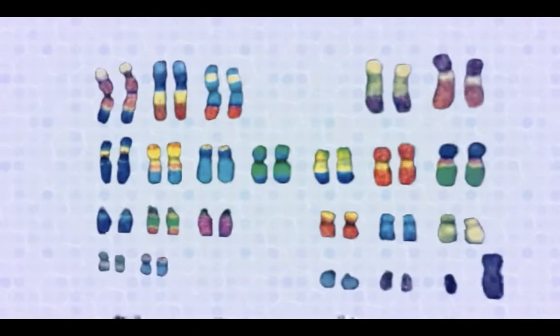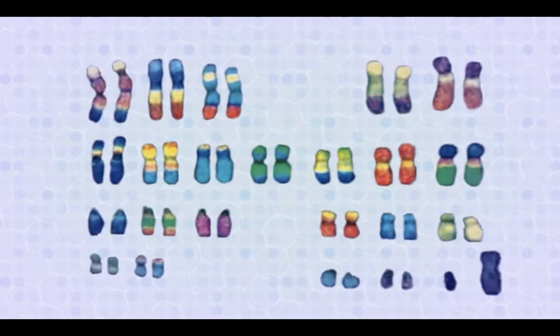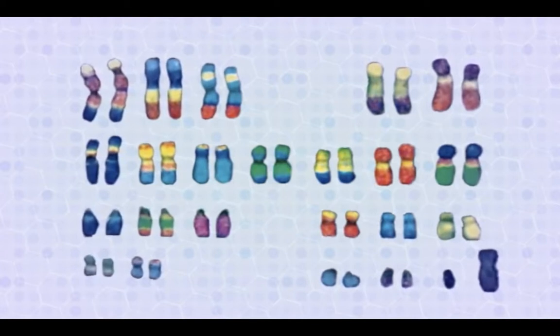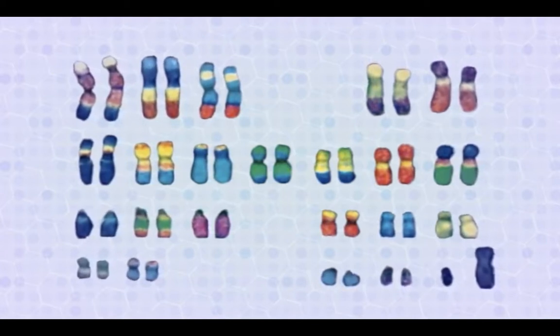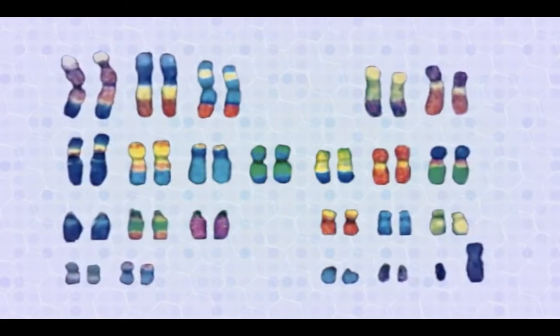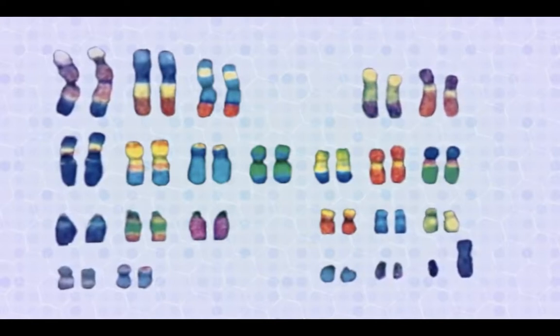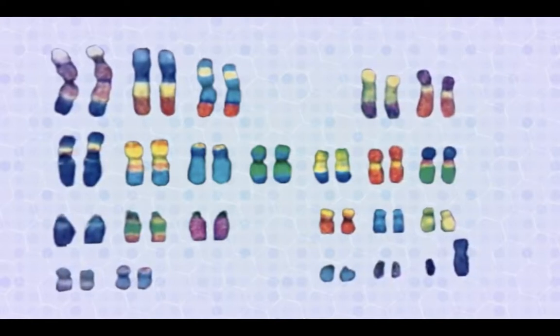Humans have 23 chromosomes, and the X and Y chromosomes are the ones that determine your gender. Females have 2 X chromosomes, and males have 1 X and 1 Y. Girls receive 1 X chromosome from their mother and 1 from their father. Boys receive 1 X chromosome from their mother and a Y chromosome from their father.